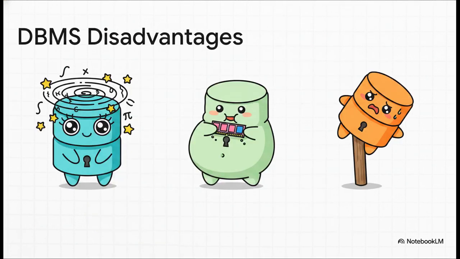But we've got to be honest about the heavy costs here. A DBMS is incredibly complex software. You need highly trained developers just to manage it. And because of all that complexity, it eats up a massive amount of memory and is super expensive to run. On top of that, because it's built to handle everything generally, it can actually be slower than an application built for one specific task. But the absolute biggest vulnerability, it is highly centralized.